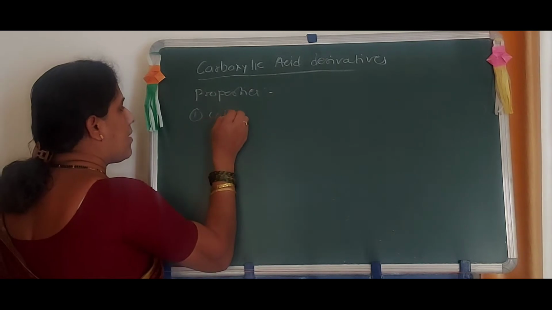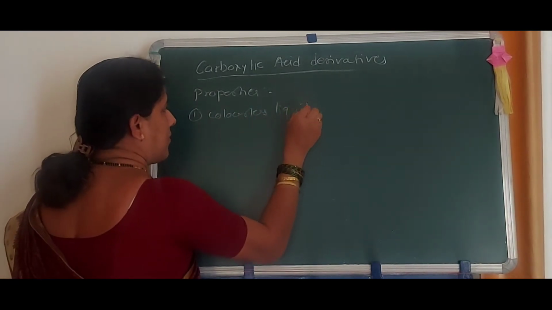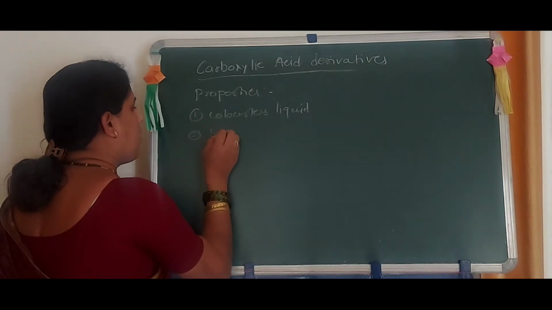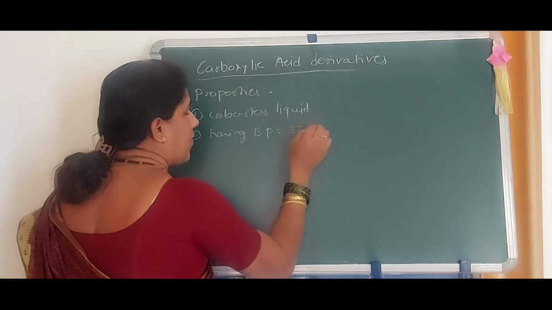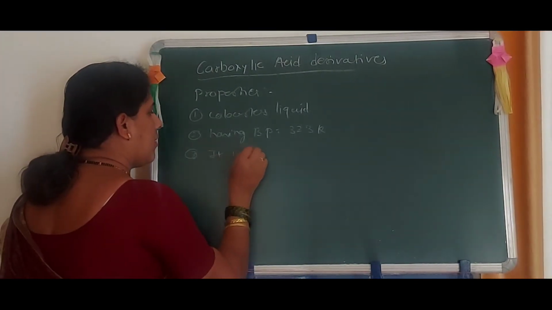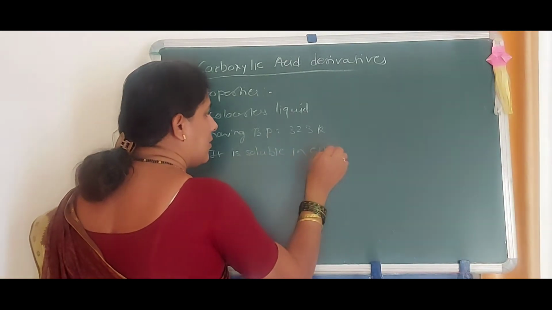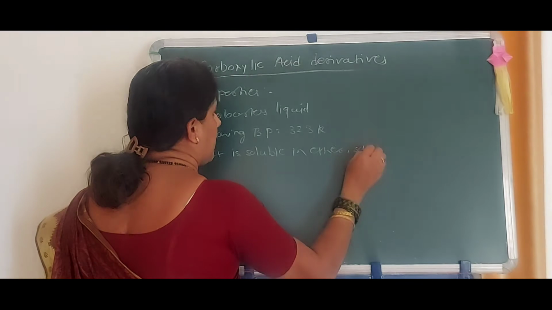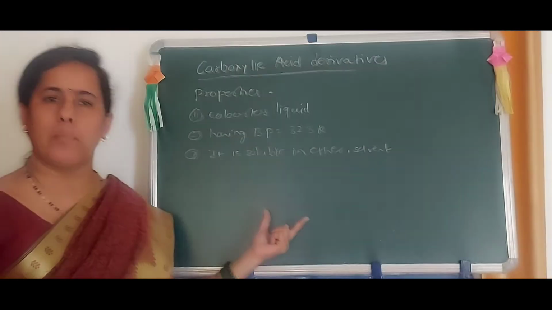It is a colorless liquid, having BP equal to 323 Kelvin. It is soluble in ether solvent. These are its physical properties.